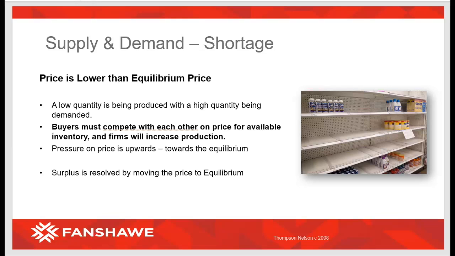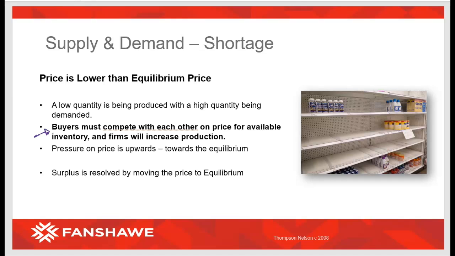So in this case, the opposite thing happens. It's the buyers that have to compete on the price now. And you see this sometimes at Christmas time when there's a shortage of the most popular toy, right? And all of a sudden, on auctions like eBay, everybody is bidding up higher and higher prices to get the available goods. People are just willing to pay more. So the pressure on the price is up.